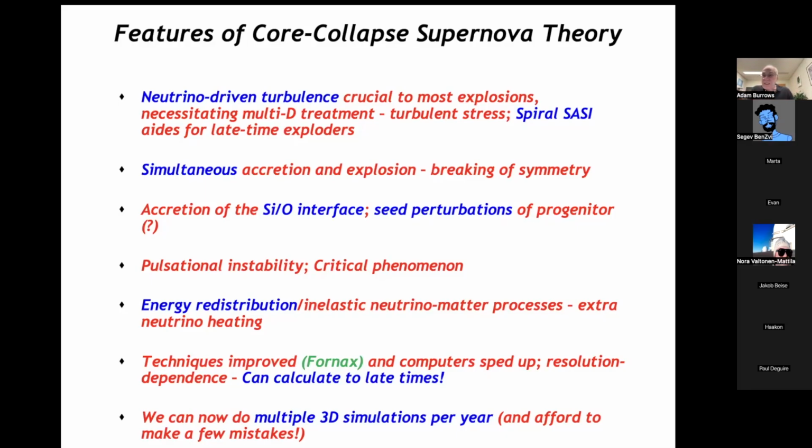In the 3D context, you can get simultaneous accretion and explosion. So the breaking of symmetry is important. Where you might explode a little bit more in one direction, you can accrete due to infall in the other. Even though the shock wave has gone through that material, it doesn't reverse the velocity. And so that material can continue to accrete, and that gives you an accretion luminosity component at the same time as it's exploding.